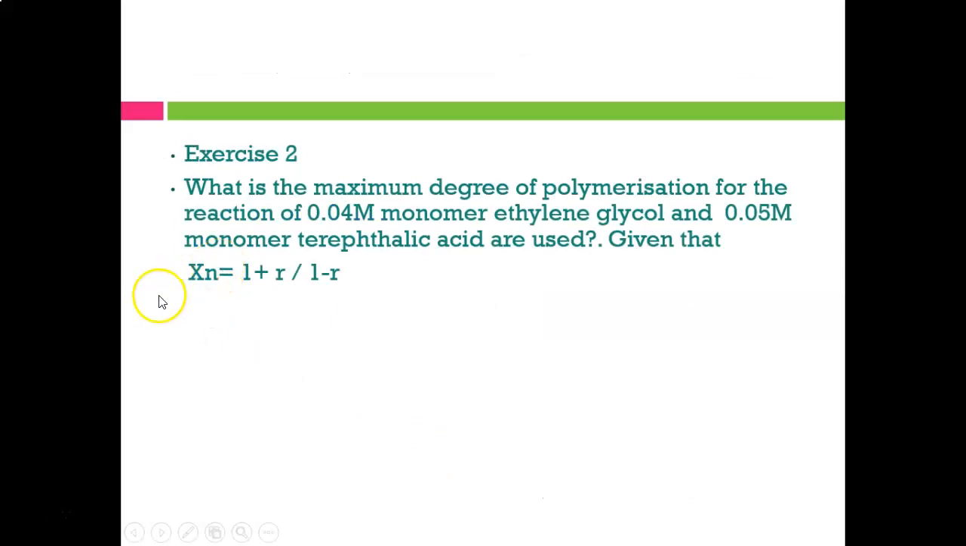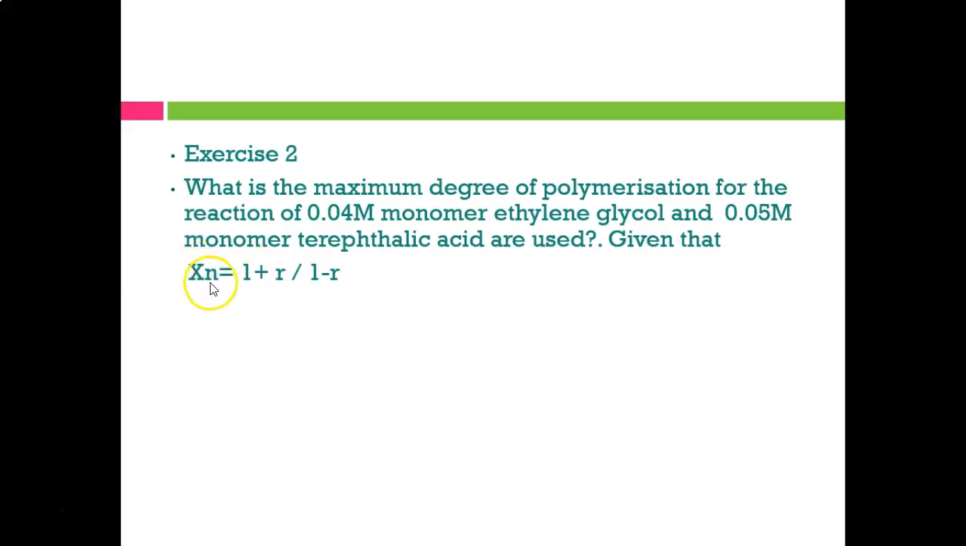Okay, this exercise, can you do it? The question is, what is the maximum degree of polymerization for the reaction of 0.04 mole of the monomer ethylene glycol and 0.05 mole of the monomer terephthalic acid, given the equation Xn equal to 1 plus R divided by 1 minus R. Okay, so you can use this equation to calculate. Okay, so we will discuss the answer in the class.